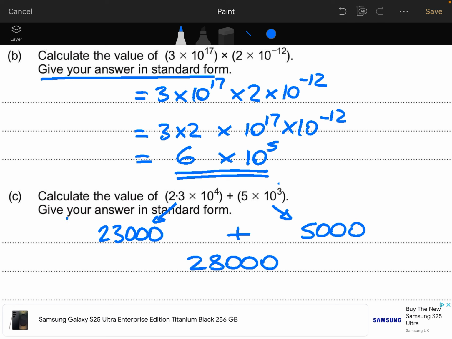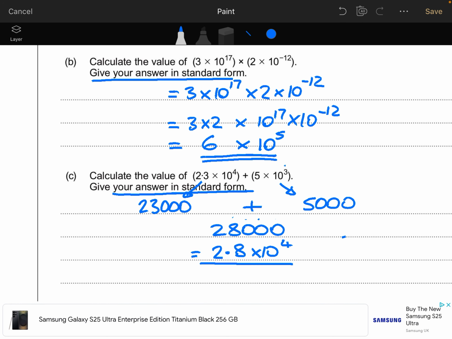However, we've not quite given our answer in standard form, so I need to rewrite that as 2.8 times 10 to the 1, 2, 3, 4 decimal places. It's a big number, so that is the answer there, 2.8 times 10 to the 4.